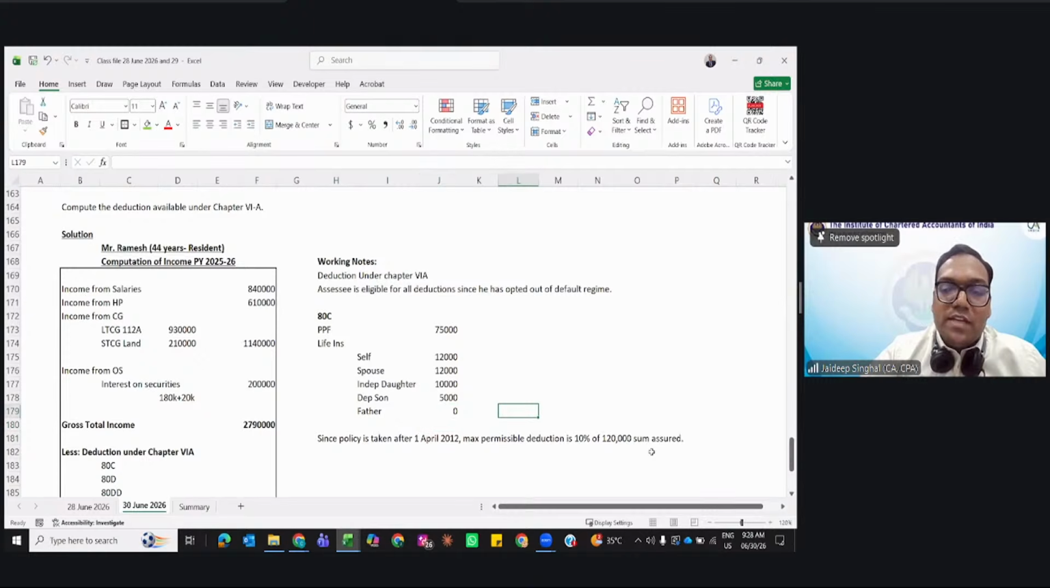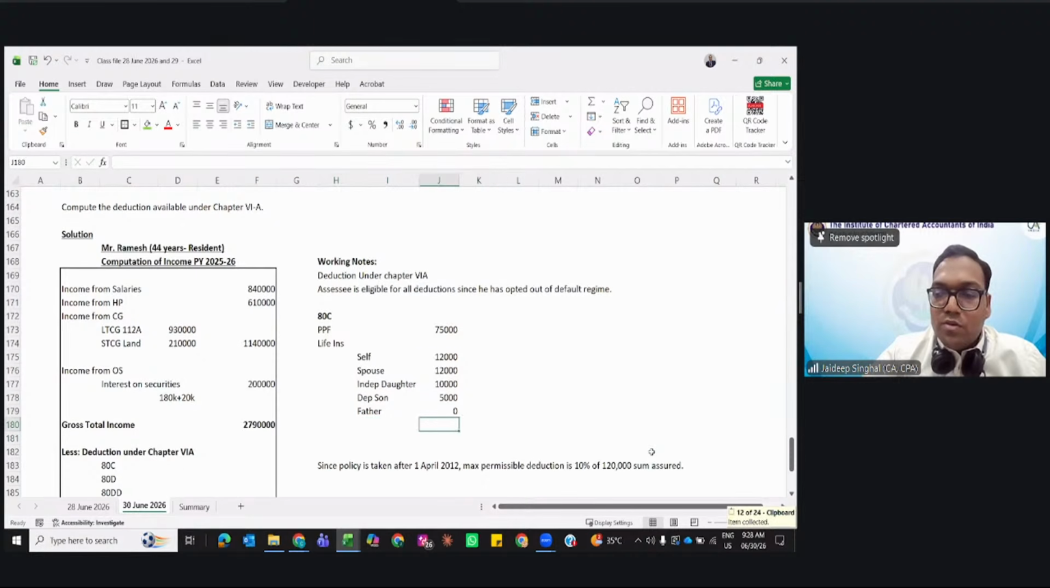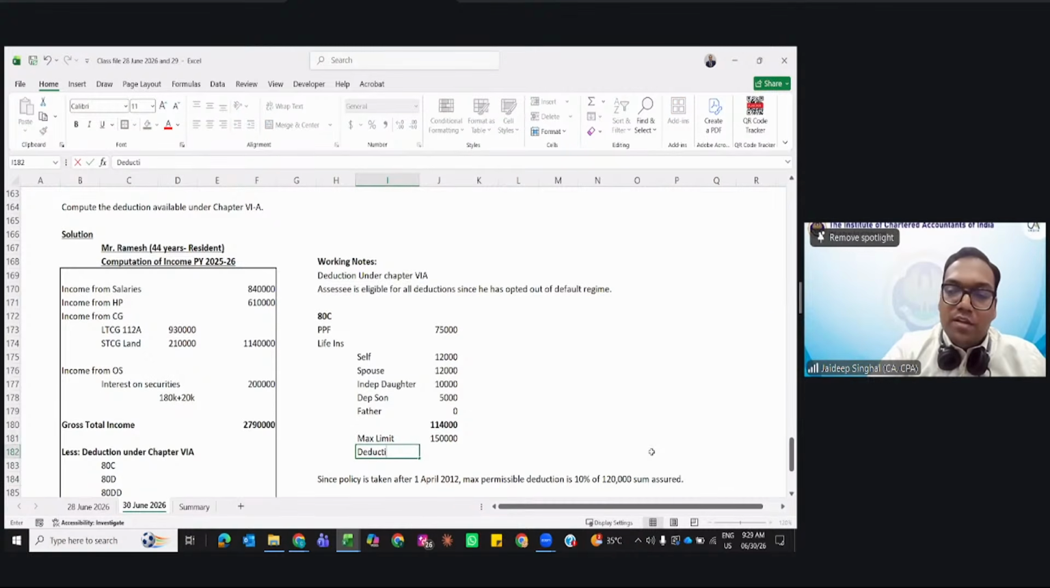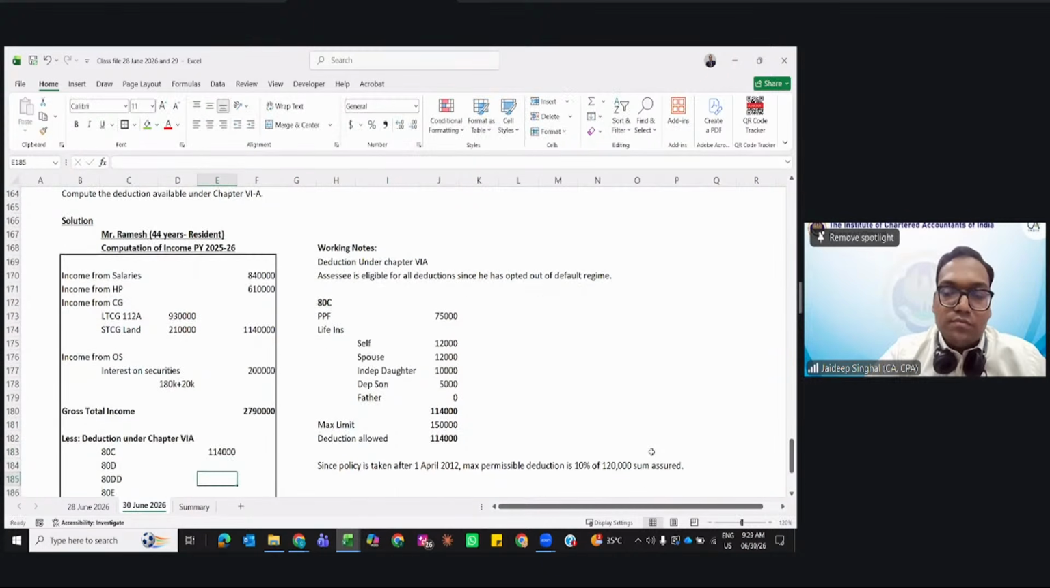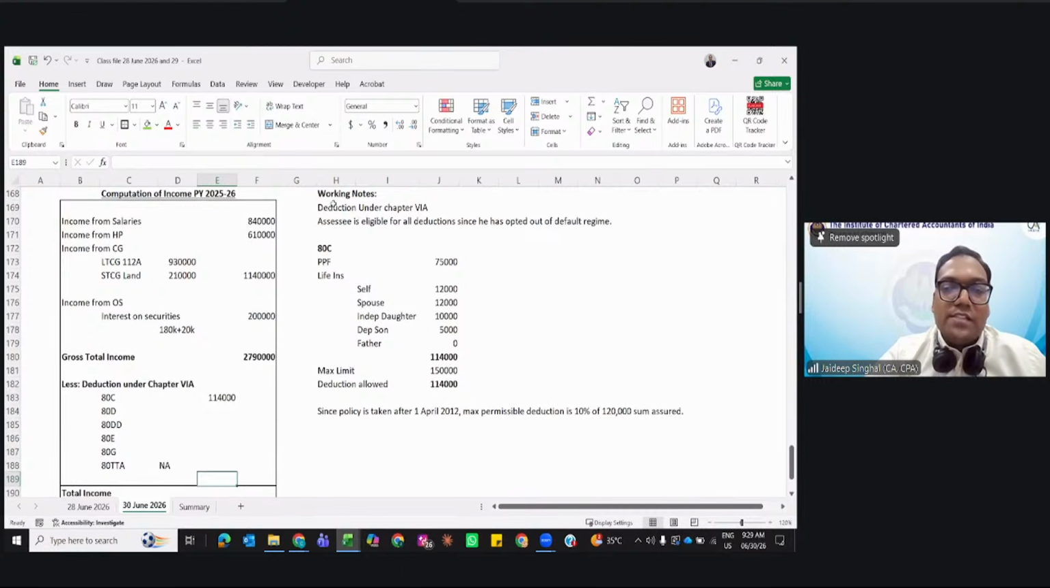The total amount here in 80C is this much, 1,14,000. How much is the maximum limit? 1,50,000. So how much deduction is allowed? 1,14,000. So I'm writing here 1,14,000. Clear? 80C is clear.